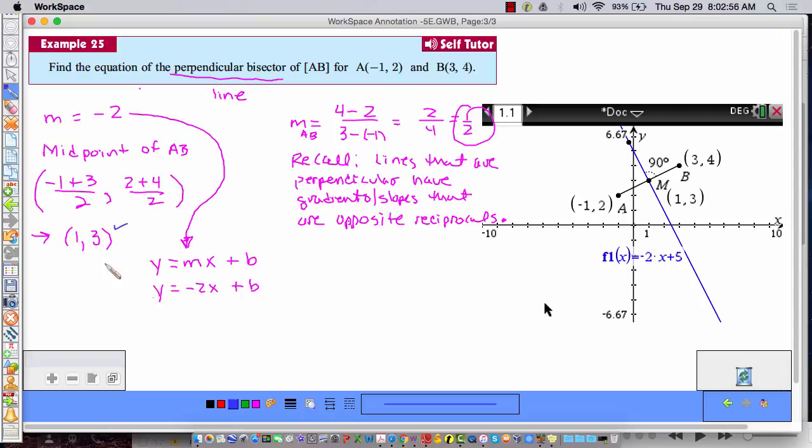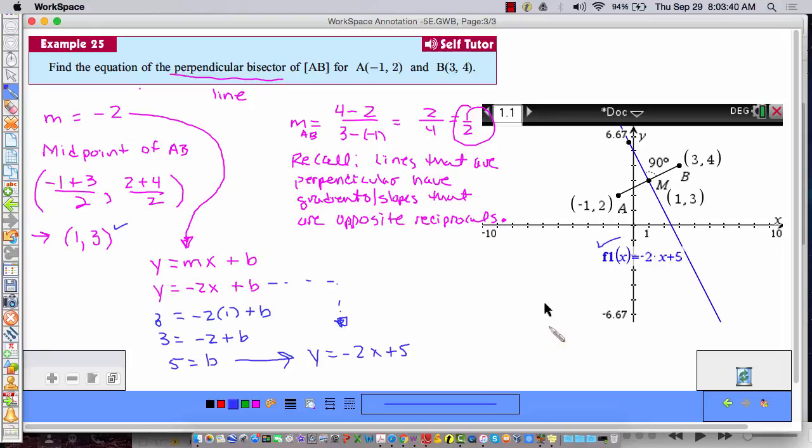I'm going to substitute 1 in for x and 3 in for y. So 3 equals -2 times 1 plus b, so 3 equals -2 plus b. If I add 2 to both sides, I get b equal to 5. Replacing b with 5, I get y equals -2x plus 5. And lo and behold, it's verified because I had the calculator software do the perpendicular bisector.